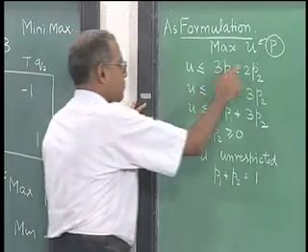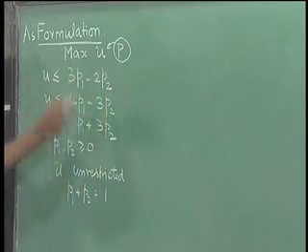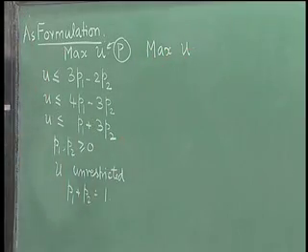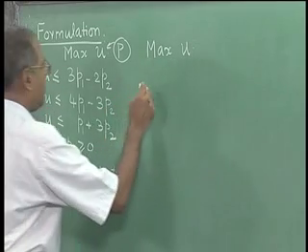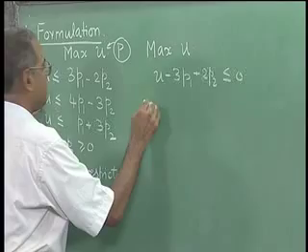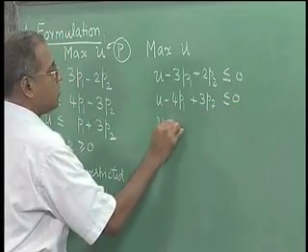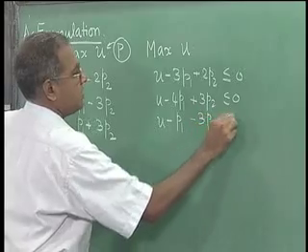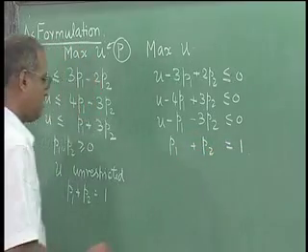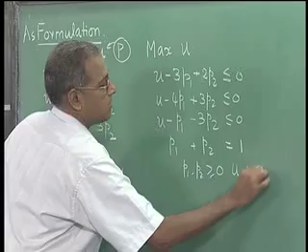So, here the primal has 4 constraints. So, the dual will have 4 variables. First we have to write this in the standard form. So, we rewrite the primal as maximize u. It is desirable to have a problem with less than or equal to constraints. So, we would have u minus 3p1 plus 2p2 is less than or equal to 0, u minus 4p1 plus 3p2 is less than or equal to 0, u minus p1 minus 3p2 is less than or equal to 0, p1 plus p2 is equal to 1 and p1, p2 greater than or equal to 0 and u is unrestricted.